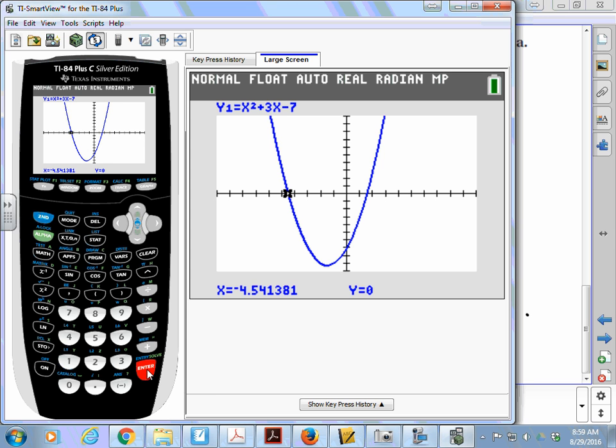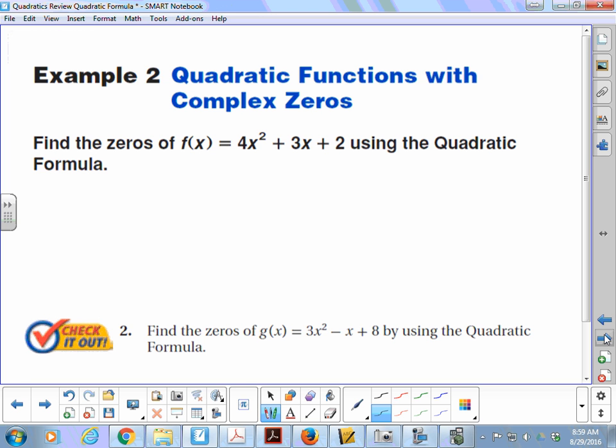Now, on the ones we're going to do now with the complex zero roots, these you can't check, because if they're complex, what does that mean? Anybody know? It won't show up on the calculator. And the reason is because the graph of it is going to be above the x-axis, so there are no real zeros. All right, so here you're just trusting that you did it right. Okay. All right, so we'll do this one.